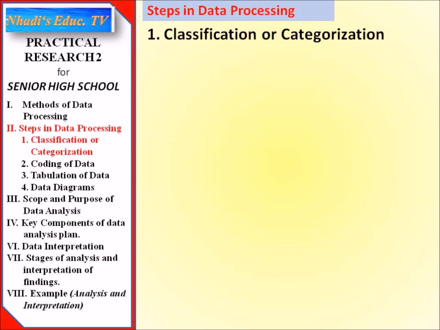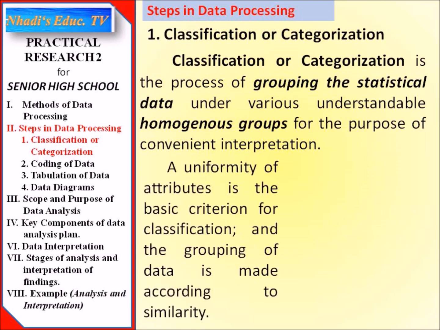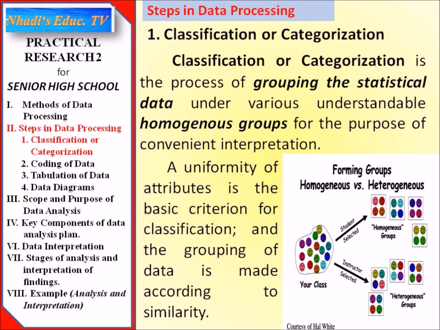Classification or categorization. Classification or categorization is the process of grouping the statistical data under various understandable homogeneous groups for the purpose of convenient interpretation. A uniformity of attributes is a basic criterion for classification, and the grouping of data is made according to similarity. As presented in the figure, in forming groups, we have here the homogeneous groups and the heterogeneous groups.